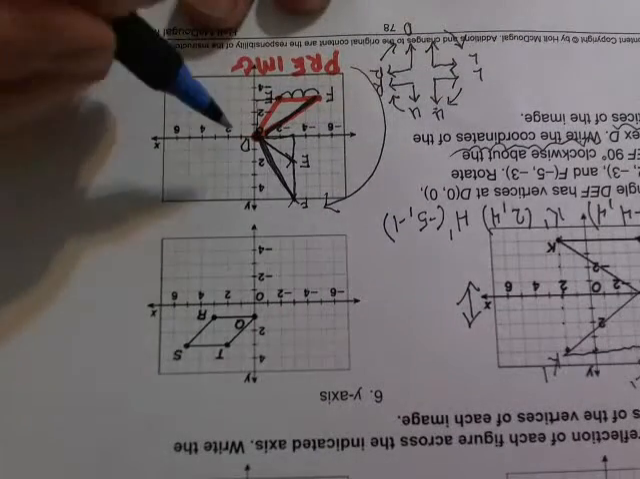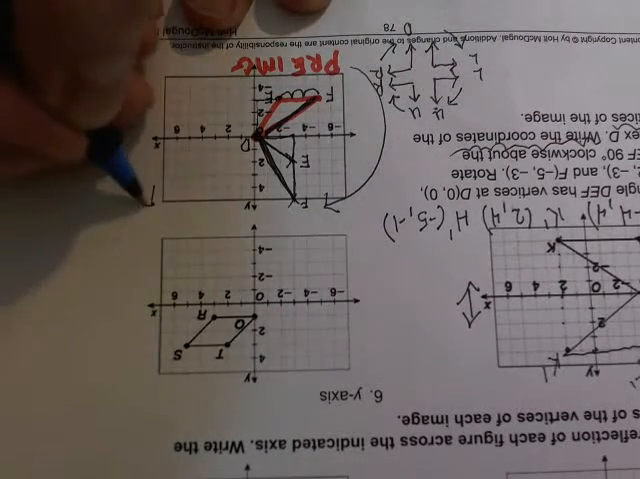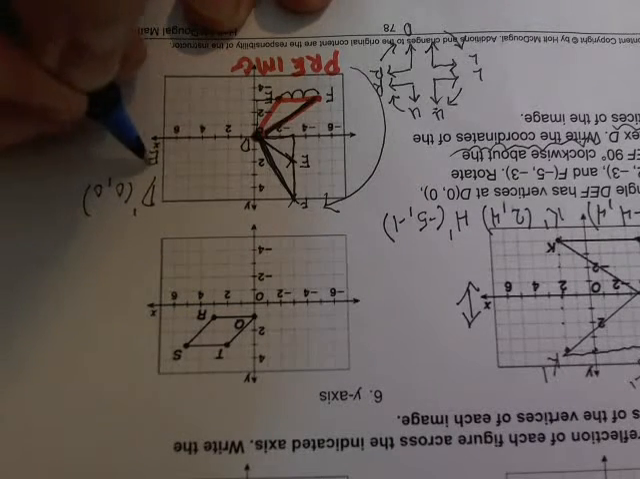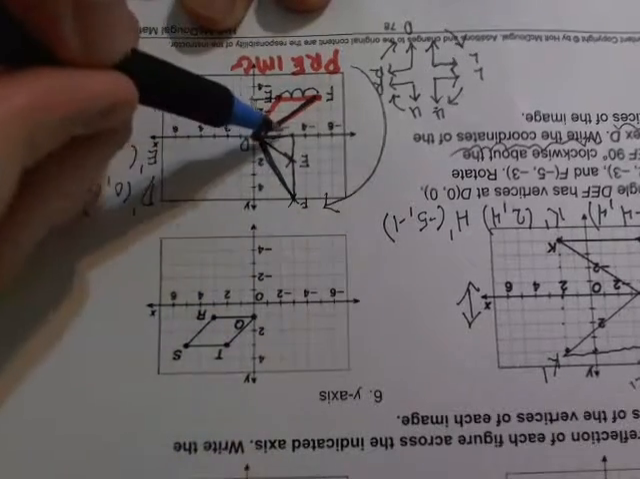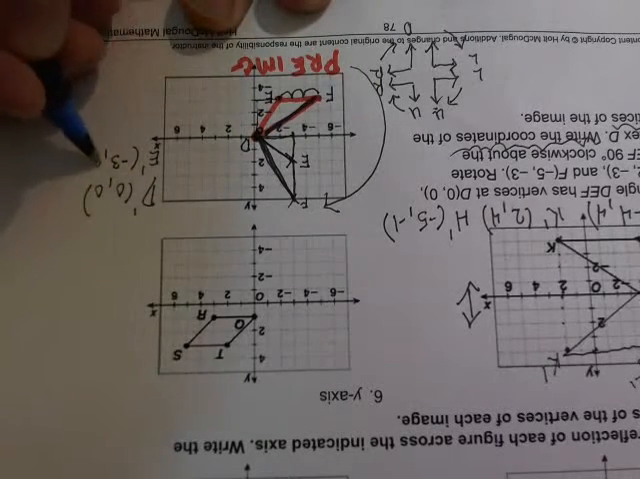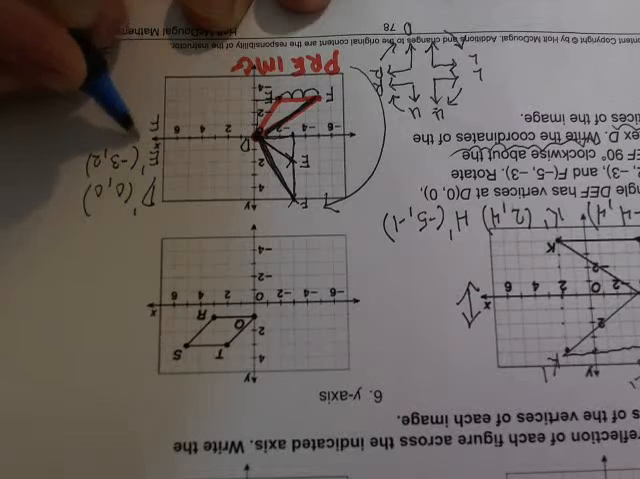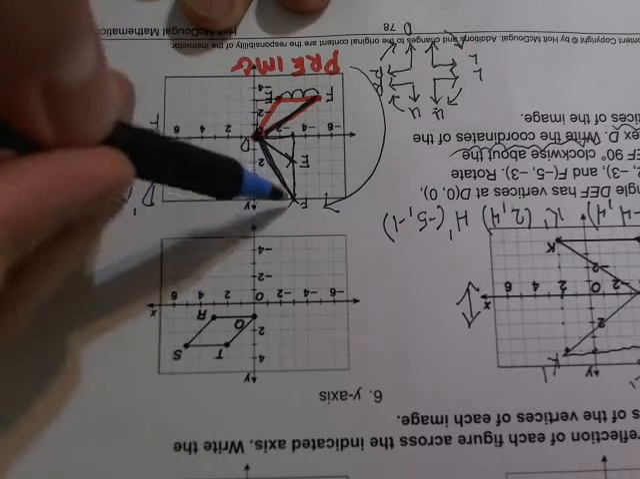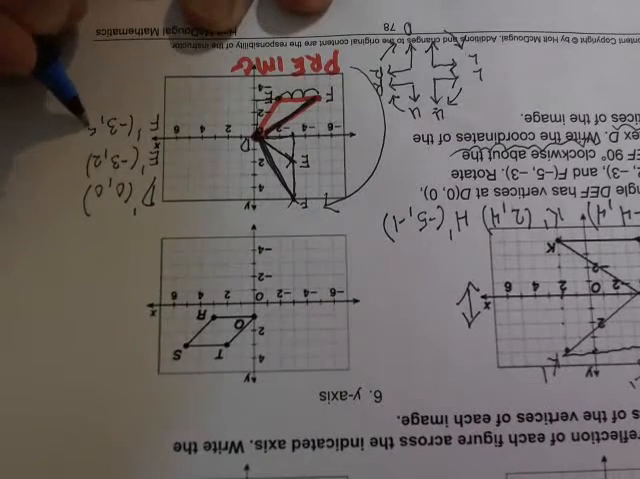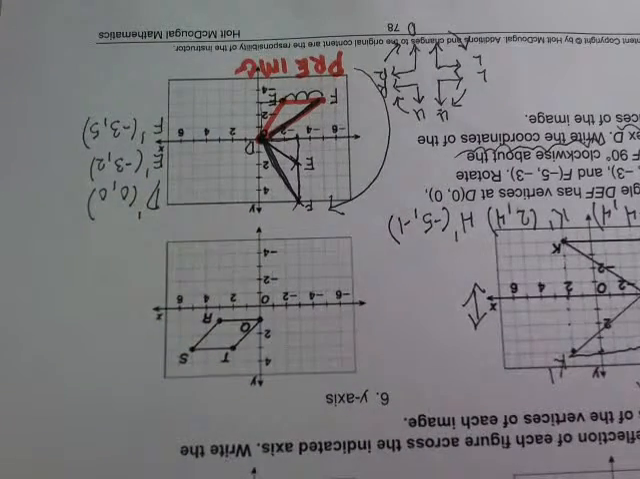Now they're asking me to write the coordinates of the after, the image here. So D, still at 0, 0. The point known as E is now at negative 3, 2. And the point known as F is at negative 3, 5. And that's the coordinates of the image of the shape.